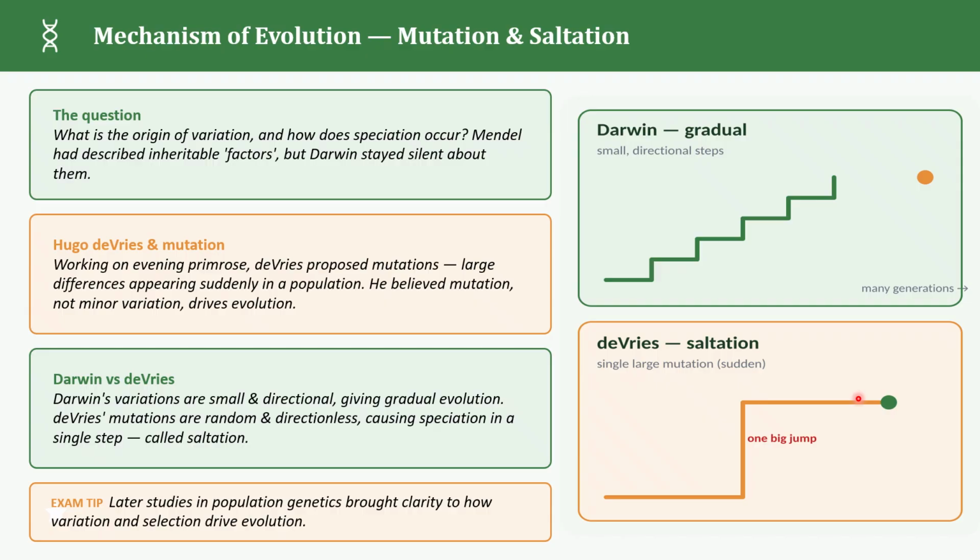Let's see the difference between Darwin and Hugo de Vries. Here you can see small inherited variations, and here large sudden mutations. Here is slow gradual evolution, here is sudden evolution. Here natural selection is the main driving force, and here mutation is the main driving force. Here evolution takes many generations, and here speciation may occur in a single step, that is saltation.